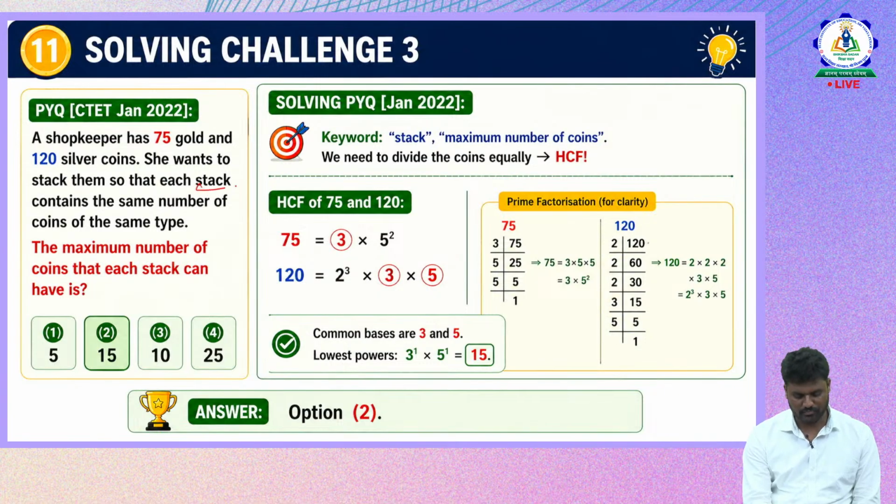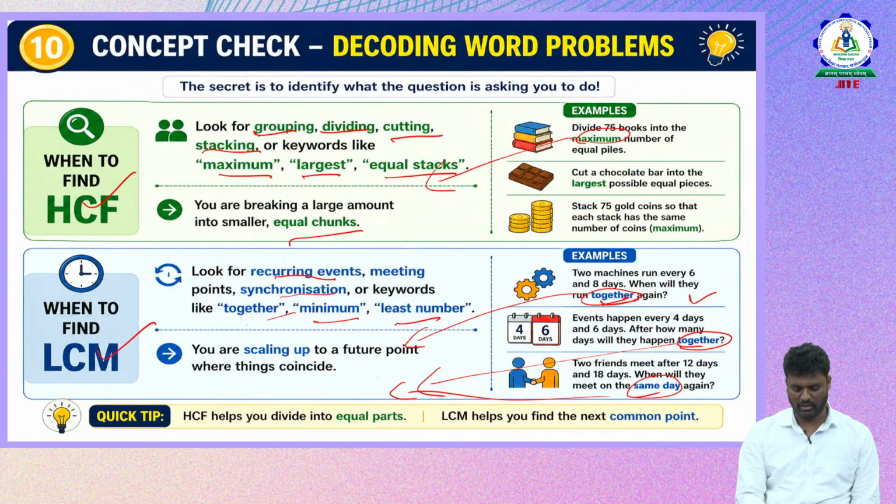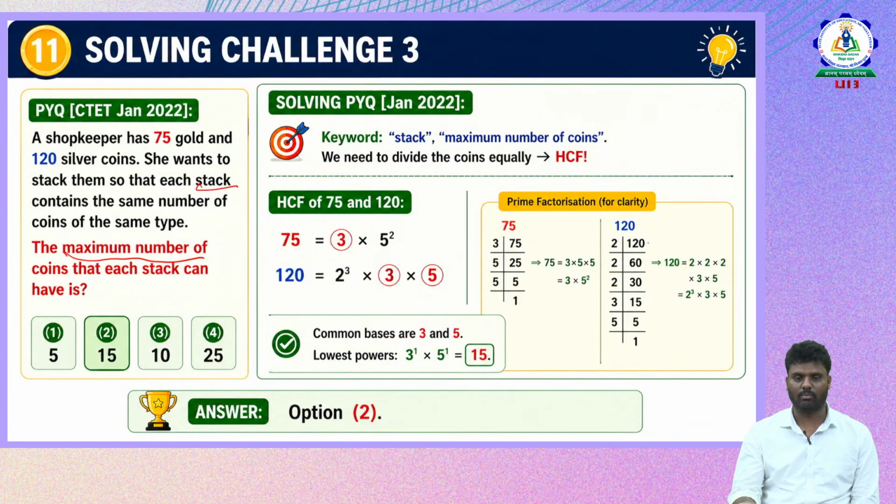It is telling us stock, and what is another keyword here? Maximum number of coins that each stock can have. So go back to the earlier rule: maximum means what is the concept we have to apply? Maximum means we need to apply the concept of the HCF. Now let us try to apply the concept of HCF. That means we need to divide the coins equally.